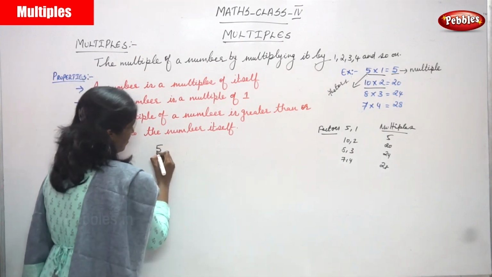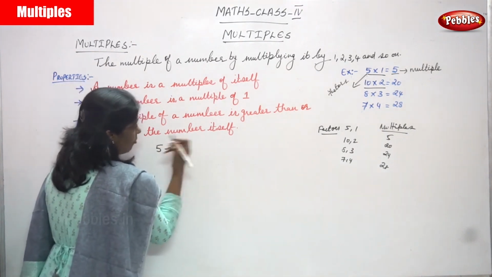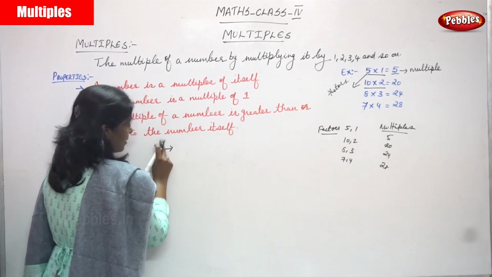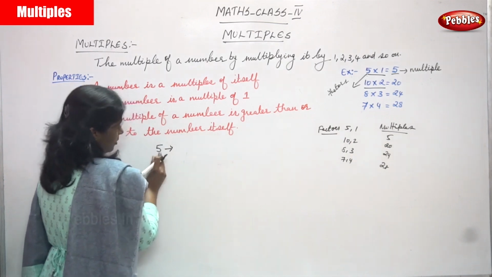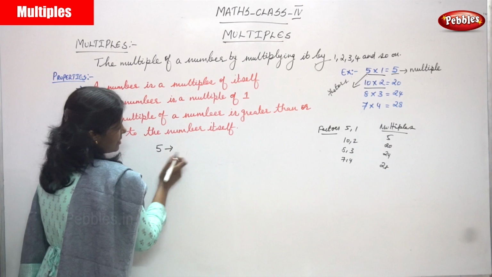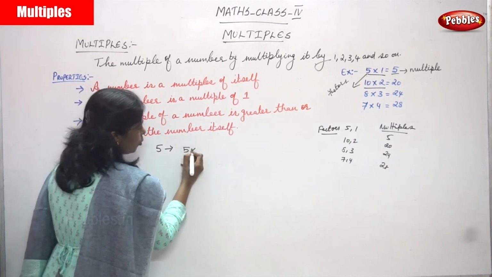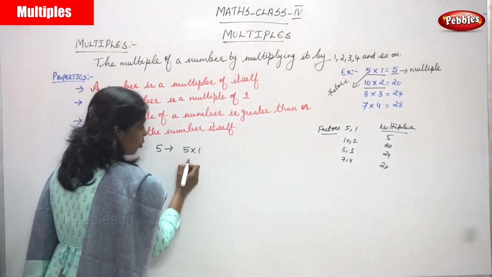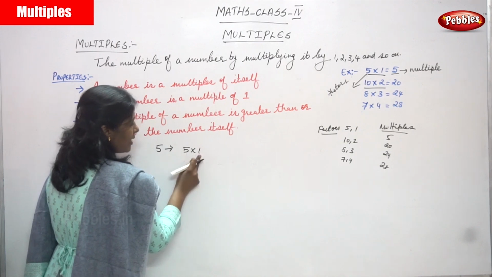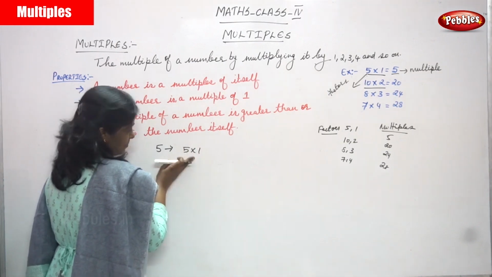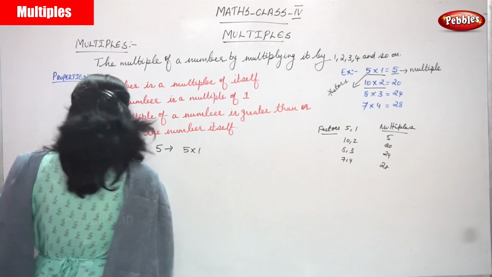So 5 is a number. It is a multiple of itself. We are going to find the multiples of 5. What are you going to write? 5 into 1. So what are the multiples? 1 and 5. These two numbers are factors.